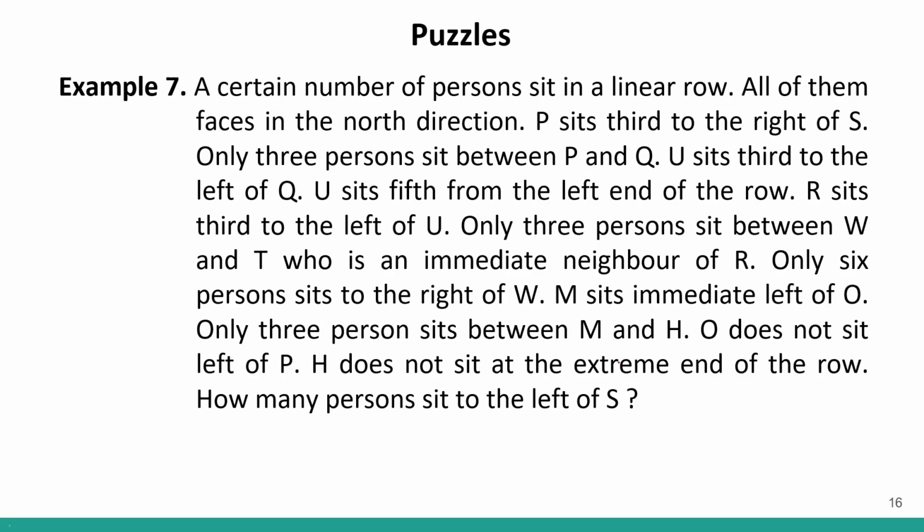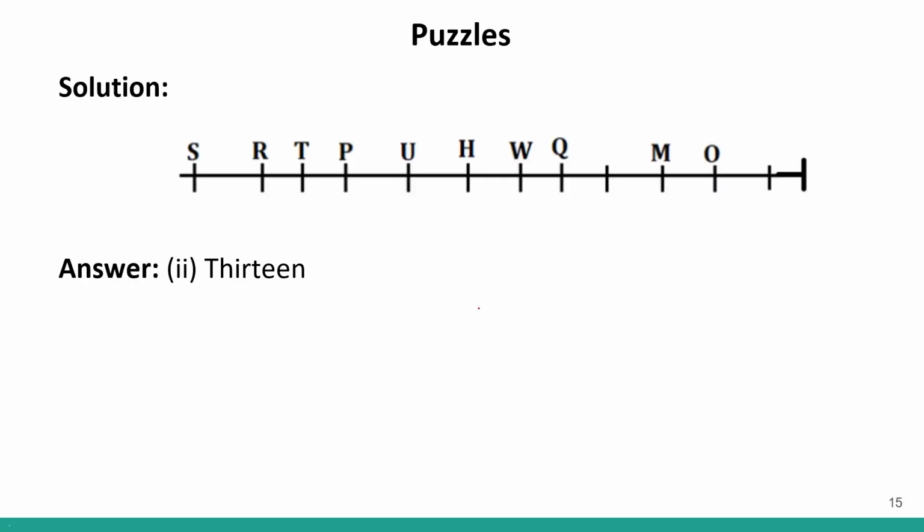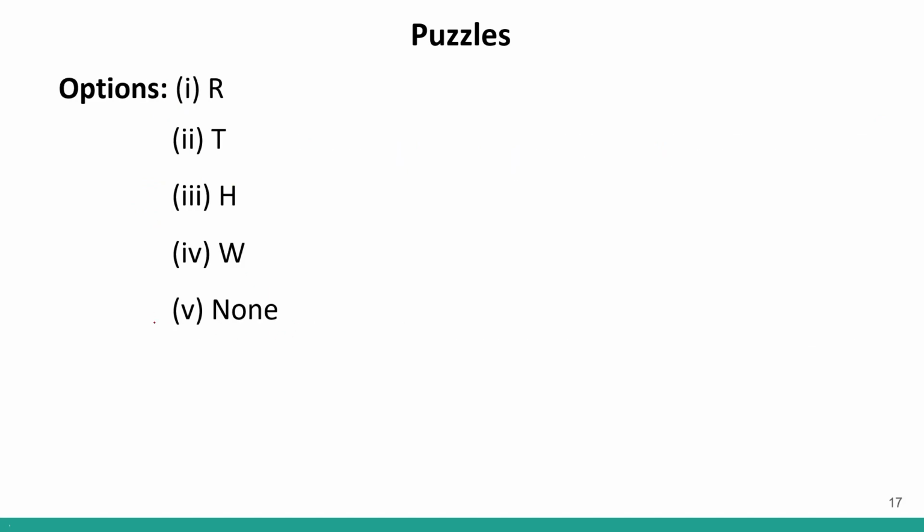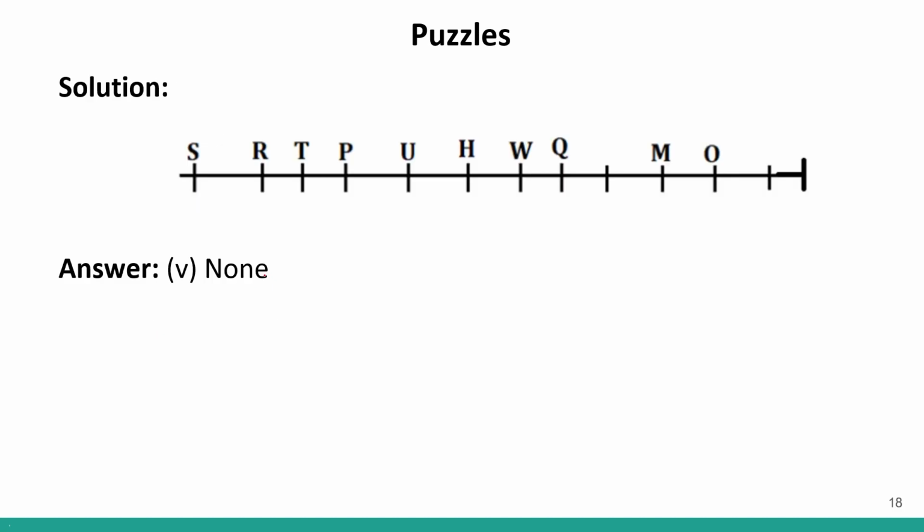Based on this arrangement, we have one more question. The question says, how many persons sit to the left of S? So if I come to the diagram, S is over here, S is at the left end, and this is the right end. So how many people sit to the left of S? None. Nobody sits to the left of S. So if I look at the options, I have option number 5, none. This will be my answer. Okay? Option number 5, none. Because nobody sits to the left of S.